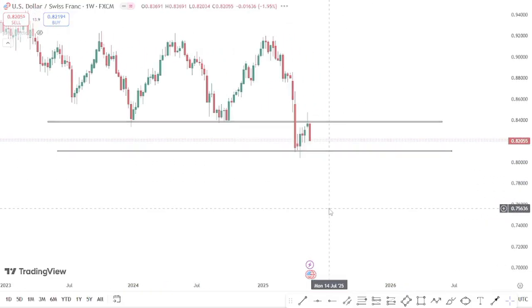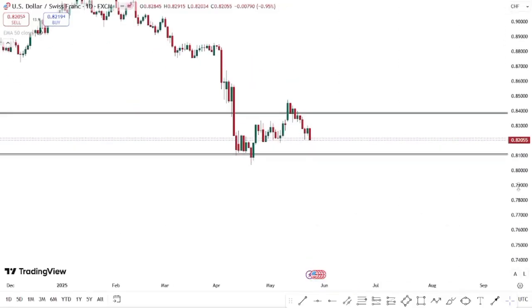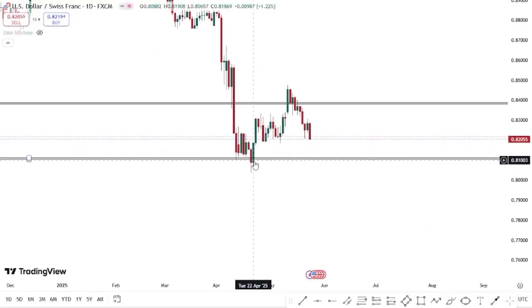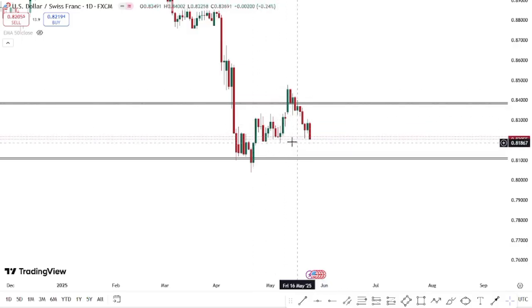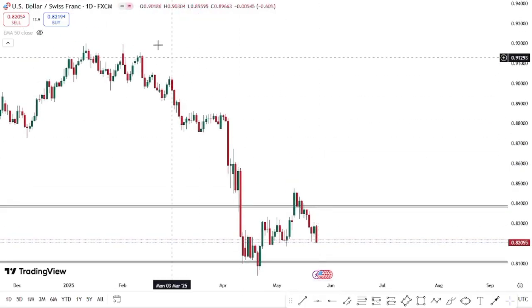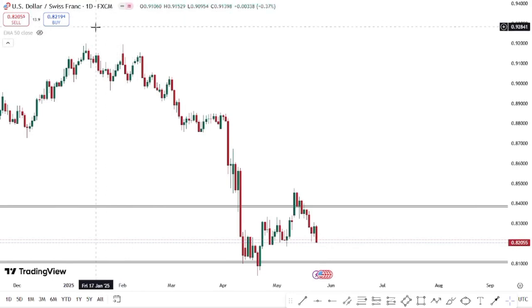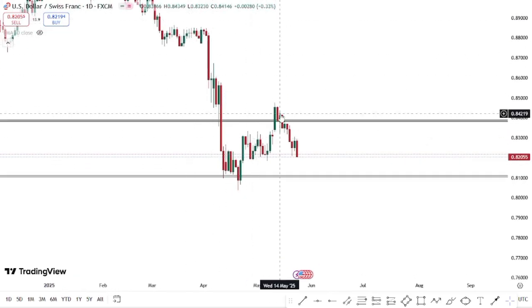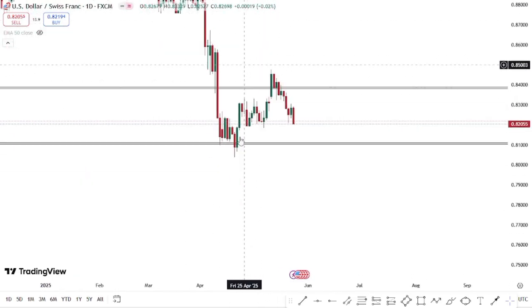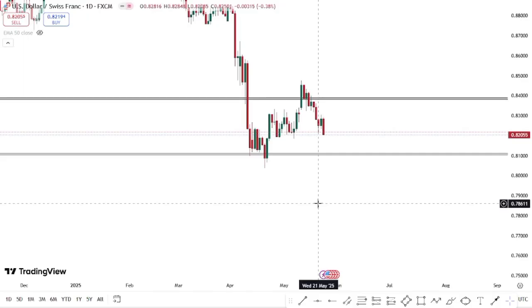If I go down on the daily time frame, you can see that at a time price started making higher highs, higher lows, higher highs, higher lows, and price has come here to put in equal highs, though price hasn't broken the high. But we know that USD CHF is on an overall downtrend. So how am I going to take advantage of this trade?